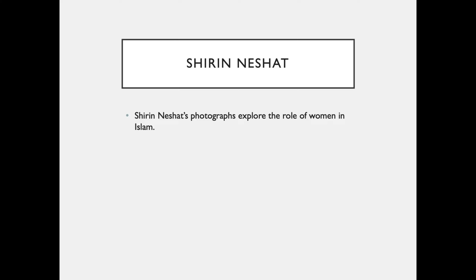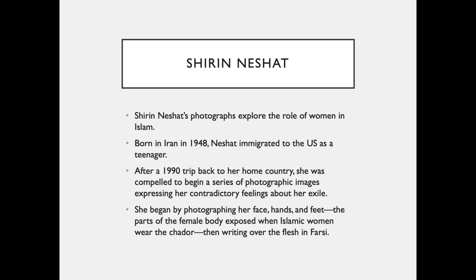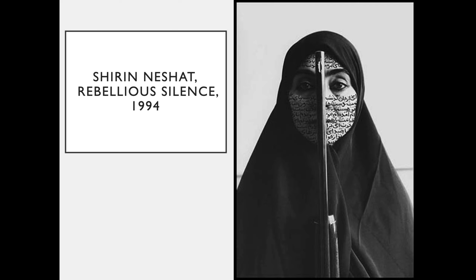Shirin Neshat's photographs explore the role of women in Islam. She was born in Iran in 1948. She immigrated to the U.S. as a teenager, and after a 1990 trip back to her home country, she was compelled to begin a series of photographic images expressing her contradictory feelings about her exile. She began by photographing her face, her hands and feet, the parts of the female body exposed when Islamic women wear the chador, and then writing over the flesh in Farsi. In a later series, she also posed her figures carrying guns. And this is her image called Rebellious Silence.